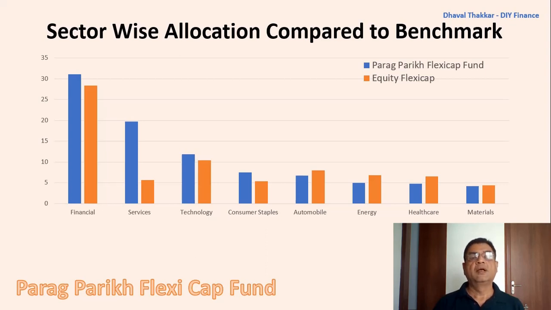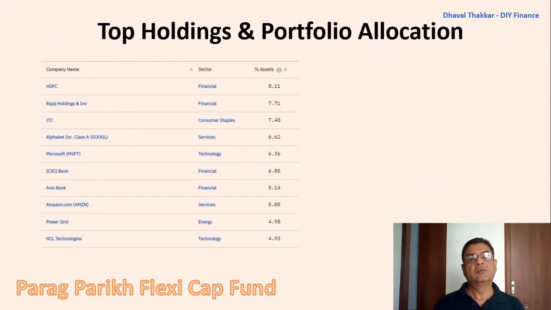As evident, HDFC, Bajaj Holdings, ICICI Bank and Axis Bank are the main stocks of the financial sector, whereas overseas stocks like Alphabet, that is Google, and Amazon are the major contributors in the service sector. Microsoft and HCL form a major part of the technology sector. Here also the stock selection looks good.